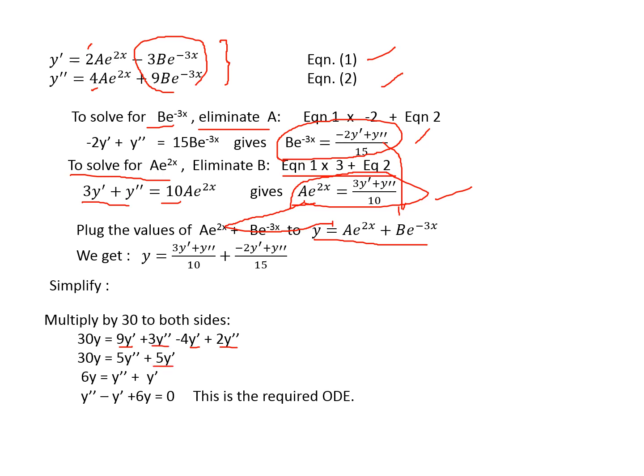And dividing by 5 gives you 6y equals y prime plus y double prime, and transferring to the left side 6y, you get y double prime minus y prime minus 6y is 0. This is the required ODE.